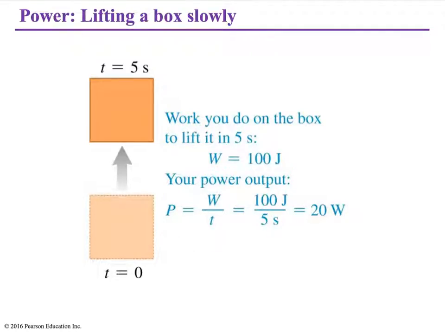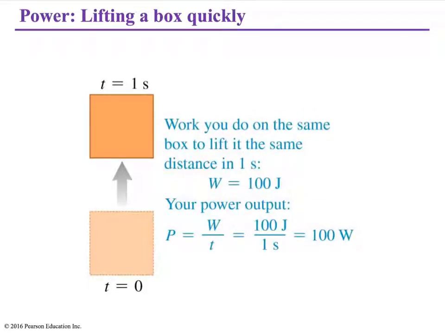So here's an example of how the power could be different when we are doing the same amount of work. Let's say that we have to lift a box from one height up to a higher height, and let's say that took 100 joules of work to do. Now, the power that we would be expending would be different depending on the amount of time it took us. If it took us 5 seconds to do it, then we had to expend 20 watts of power. But if we do it in 1 second, which is much more quickly, that would take 100 watts of power.